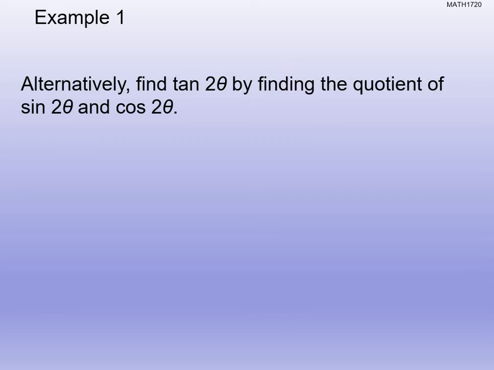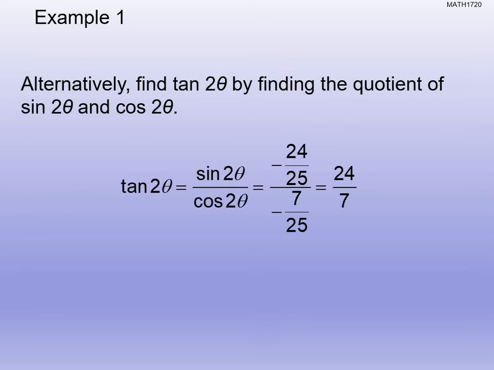We can also take the quotient of sine of 2 theta and cosine of 2 theta. That's an alternate way of finding tangent of 2 theta, because we found those before. We found sine of 2 theta, we found cosine of 2 theta. We can still use the identity that tangent is sine over cosine, but in this case, tangent of 2 theta is equal to sine of 2 theta over cosine of 2 theta. So we can take the double angle values that we found before, which is negative 24/25 divided by negative 7/25, and we still end up with 24/7.